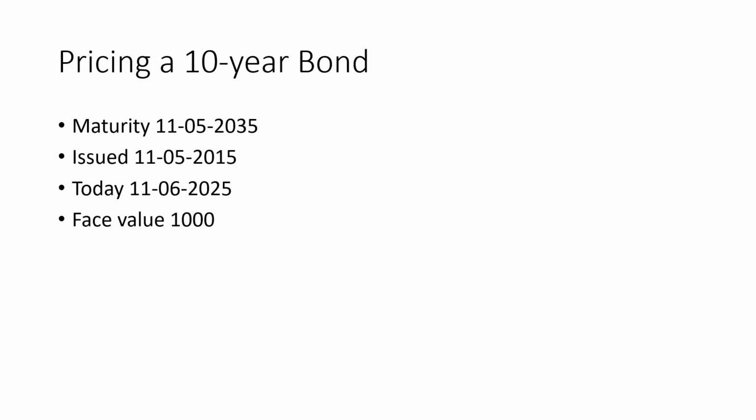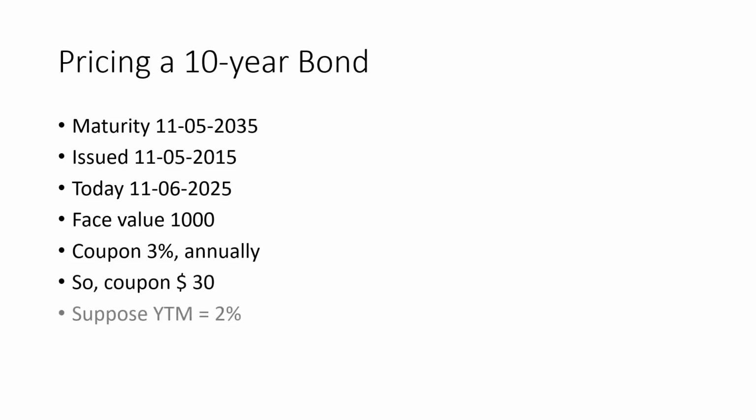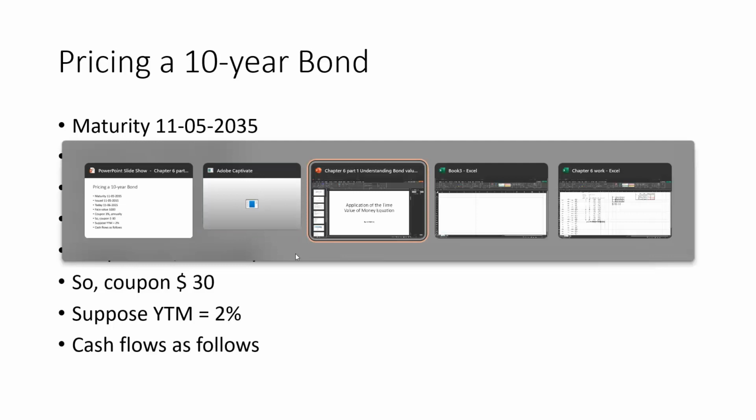The face value of this bond is $1,000 and the coupon rate is 3%. And the bond, for simplicity, we will break this assumption later, is paid out annually. So the coupon is 3% of 1,000. We'll calculate that in Excel. It is $30. And suppose the yield to maturity or the discount rate is 2%. So let's lay out the cash flows in Excel.